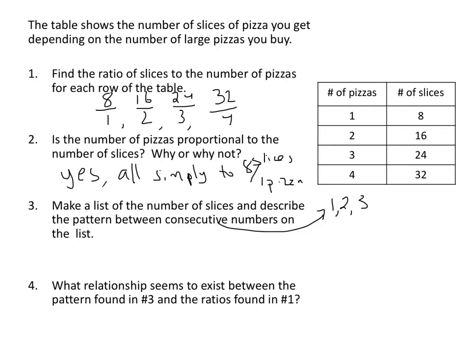So we're just looking at the number of slices. So it's 8, 16, 24, 32. Now I want you to look at those numbers and see if you see a pattern between each of those numbers. So from 8 to 16, 16 to 24, 24 to 32. Hopefully you see that each one adds 8. So we see a pattern of adding 8 to the previous term.